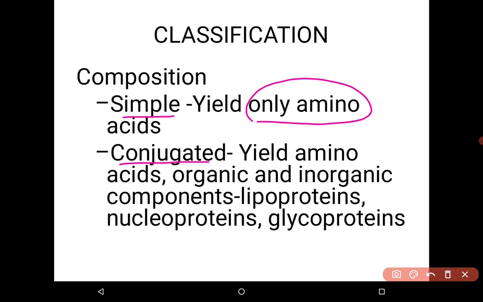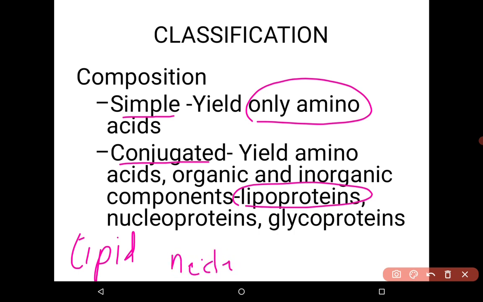For example, other biomolecules that can be added are lipids. You can add a lipid to a protein. What do you get? Lipoprotein. Lipo for lipid, and then protein. You can add a nucleic acid. What do you get? Nucleoproteins. When you add glucose, you get glycoproteins. So these are called conjugated proteins.